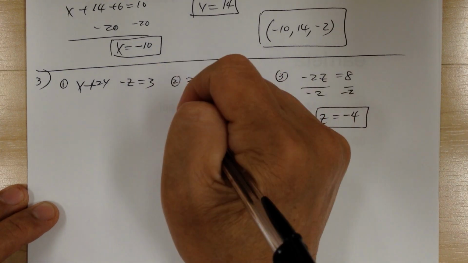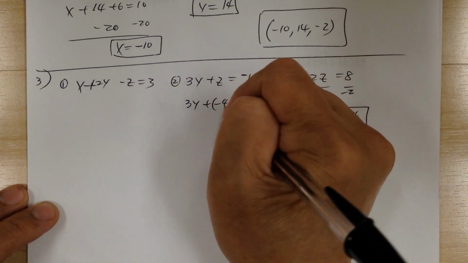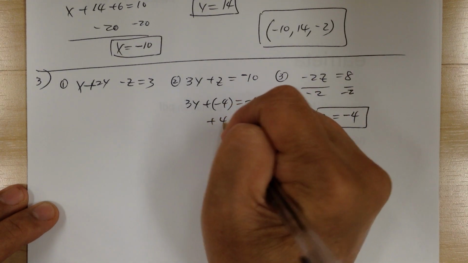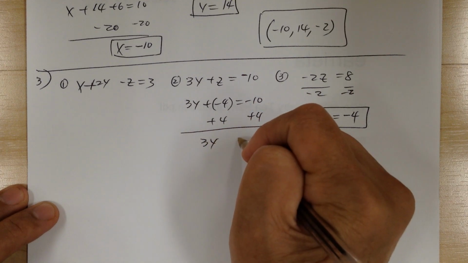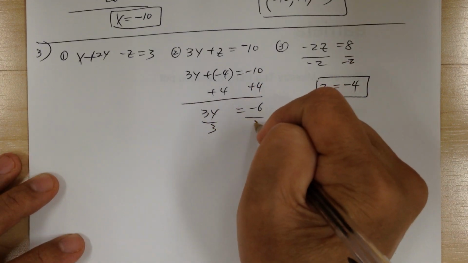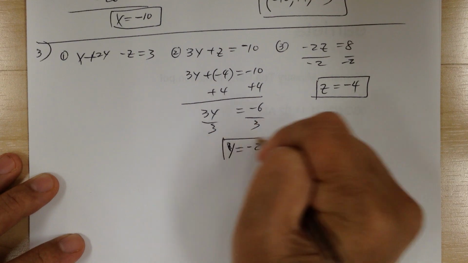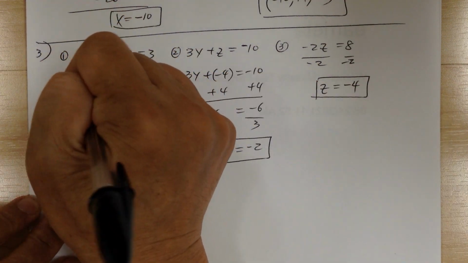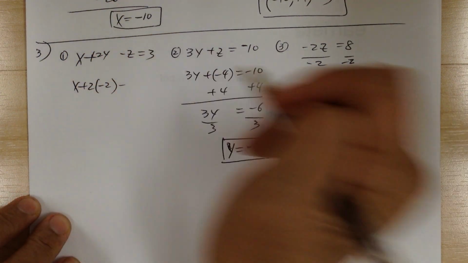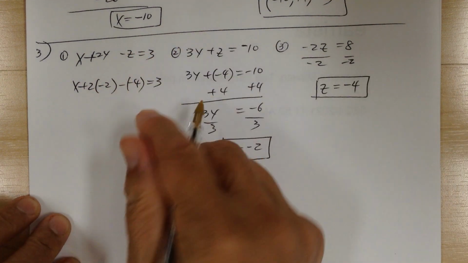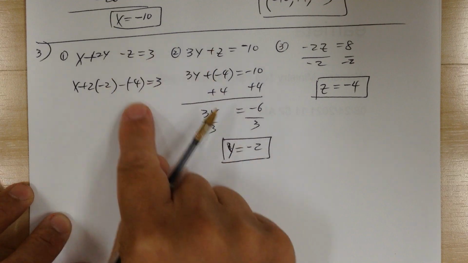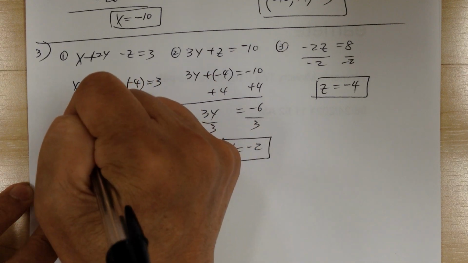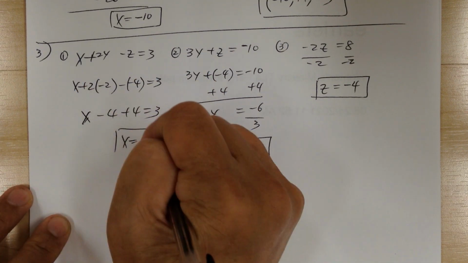Now you work your way back, substitute. Okay, so over here you plus 4 on each side. So you got 3y equal to negative 6, divide by 3, divide by 3. So y equal to negative 2. Okay, and then work one more step back. So you got x plus 2 times negative 2 minus negative 4. Again, make sure you use the parentheses when you substitute. It helps you to keep track of your negatives. So you got x minus 4 plus 4 equal to 3. So you got x equal to 3. Okay.